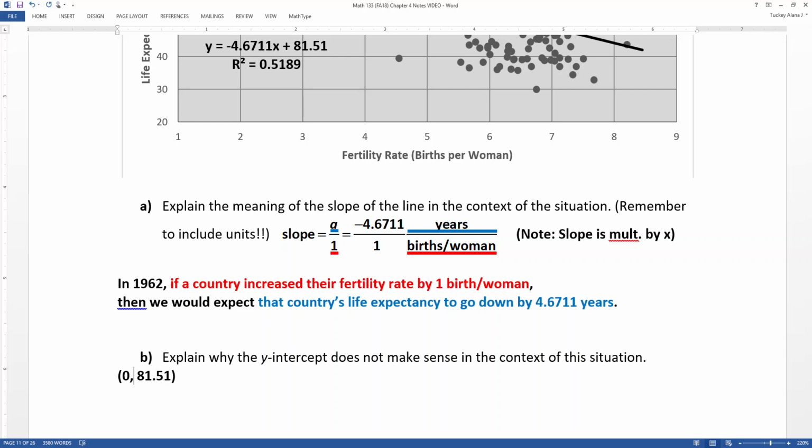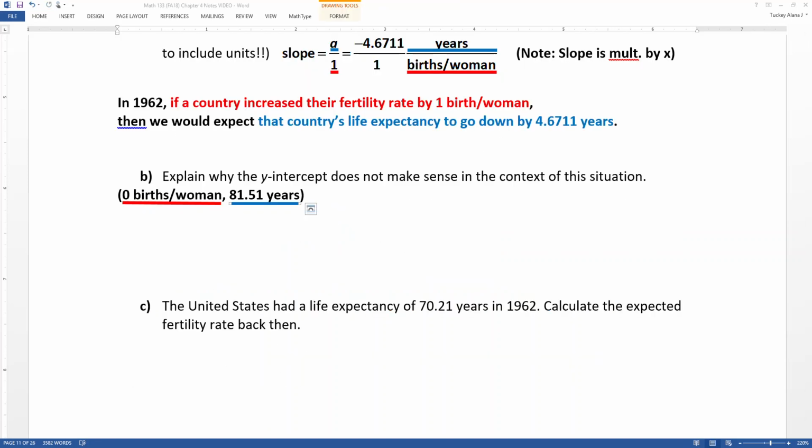But think about what that is. That's x, which is 0 for your x value. So that's 0 births per woman. And that's y, which is years. Right? That's the unit for the x, and that's the unit for the y. So this would be the y-intercept, where that part is the x value, that part's the y value.